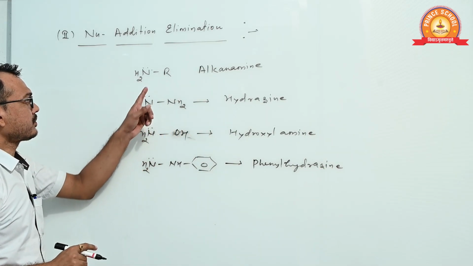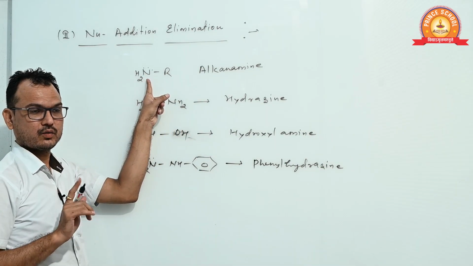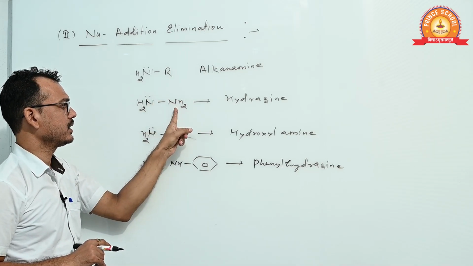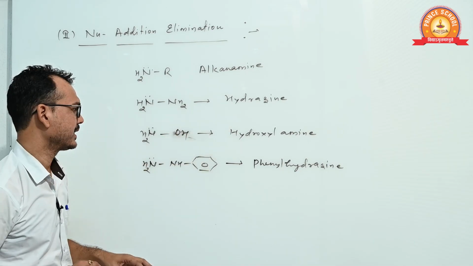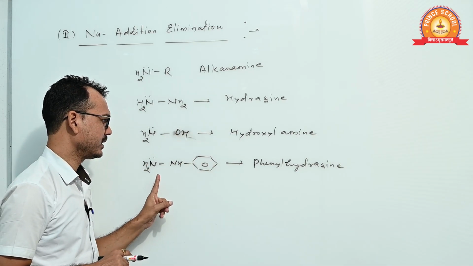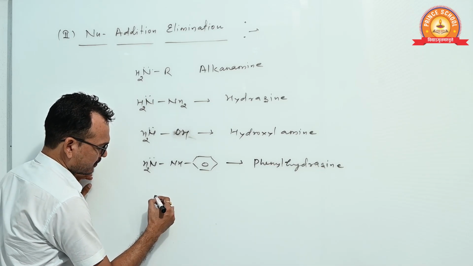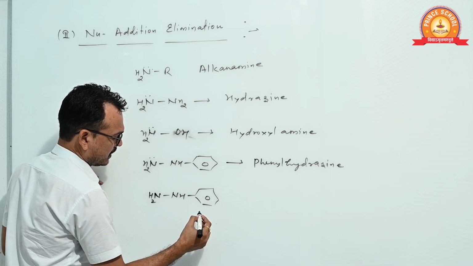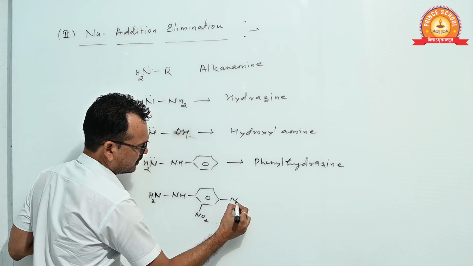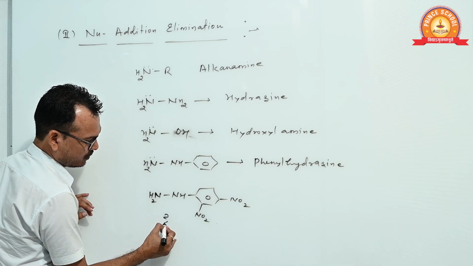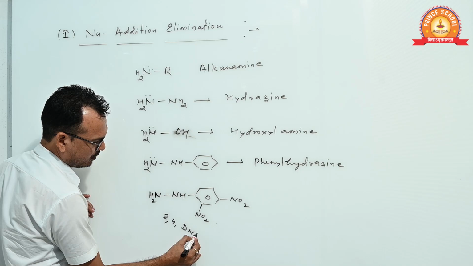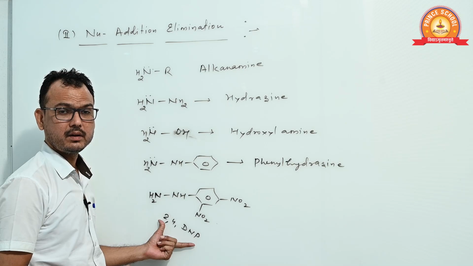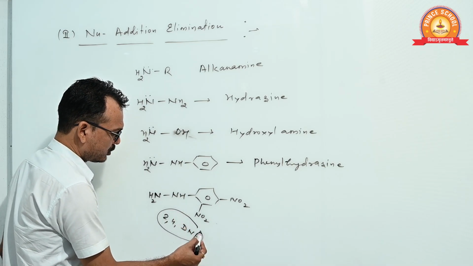Clear. If one H of NH3 is replaced by R, it is called alkanamine; if an H of NH3 is replaced by NH2, it is called hydrazine. This is hydroxylamine. This is phenylhydrazine. The other one is NH2NH with two NO2 groups, which is 2,4-dinitrophenylhydrazine, also known as DNP or Brady's reagent. Clear. This is the specific reagent.